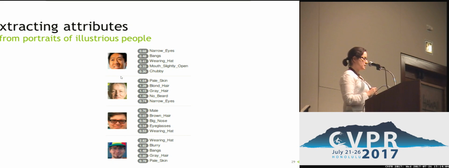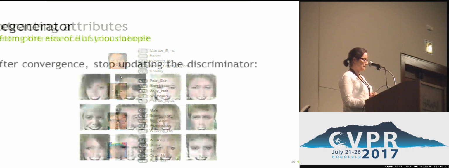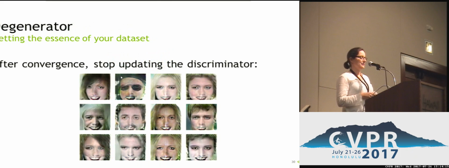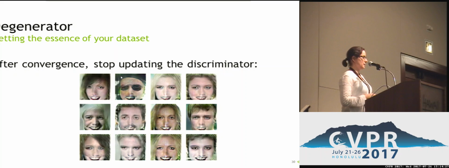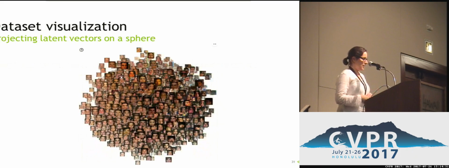We can also extract attributes. So we can take a picture of somebody and see which are the features that are the most associated to that image, which is sometimes interesting. And we need to be very careful when we train, in particular after convergence. We need to stop updating the discriminator, because we could start refining too much and unbalancing the process, especially when we work with features. And those are basically the zombies I was talking about before. Luckily, those have only 2 eyes.